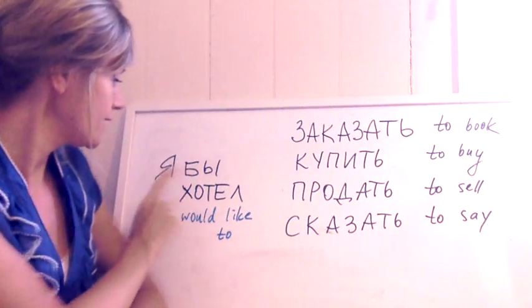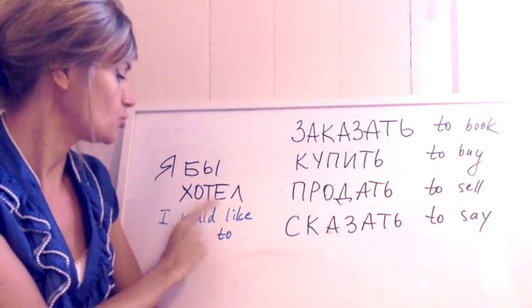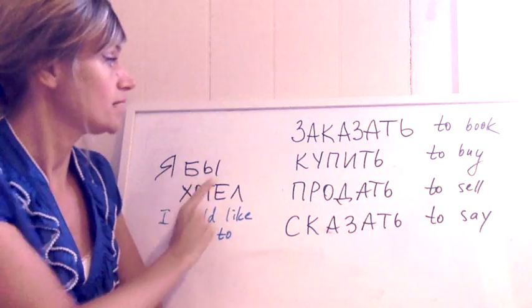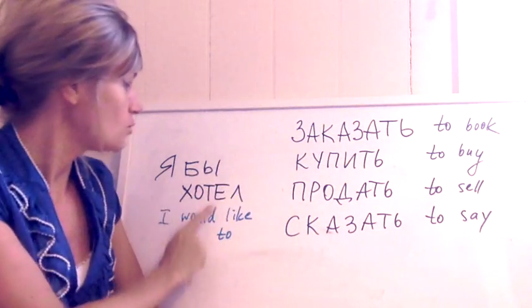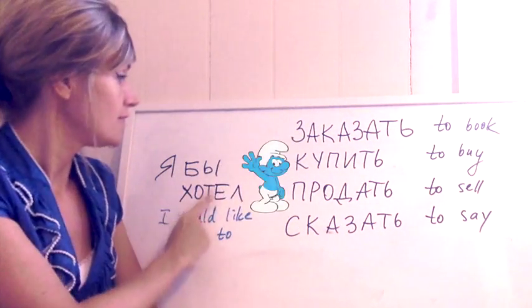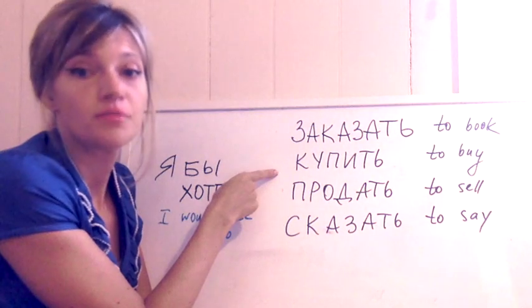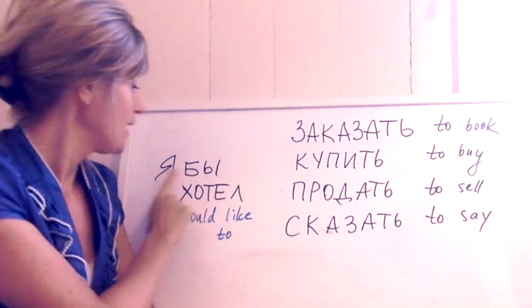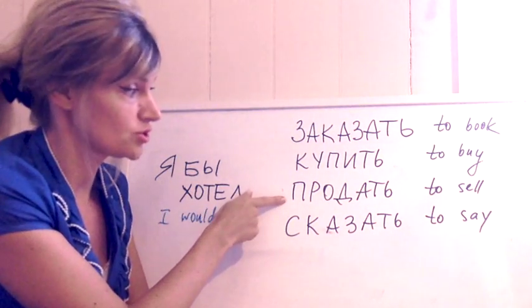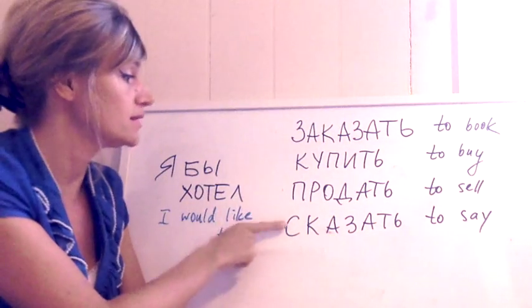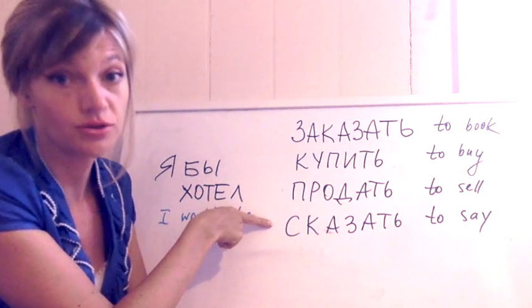The phrase here «я бы хотел» means I would like to. Я бы хотел заказать билет. I would like to book the ticket. Я бы хотел купить машину. I would like to buy a car. Я бы хотел продать машину. I would like to sell a car. Я бы хотел сказать. I would like to say.